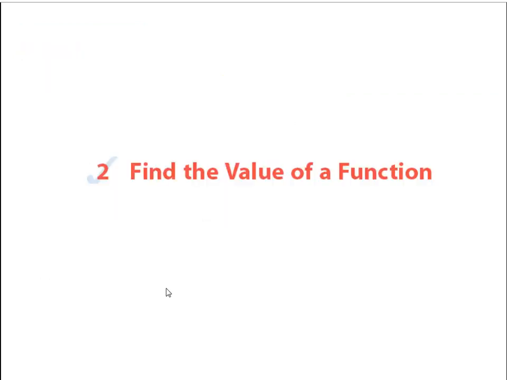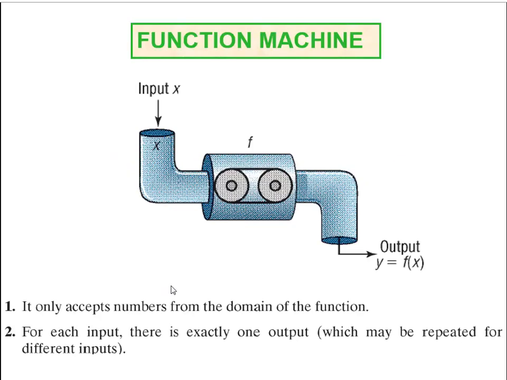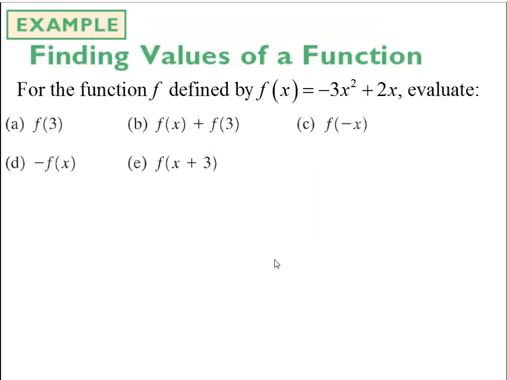All right, now the second objective in this section is to find the value of a function. Once we know that we have a function, how can we find function values? The book gives what's called a function machine, and they talk about how I drop in a value of x, and my function, my equation, operates on it and spits out a value of y. The nice thing about this visualization is that I put in one x, I get out one y. All right, so let's look at an example with some numbers here.